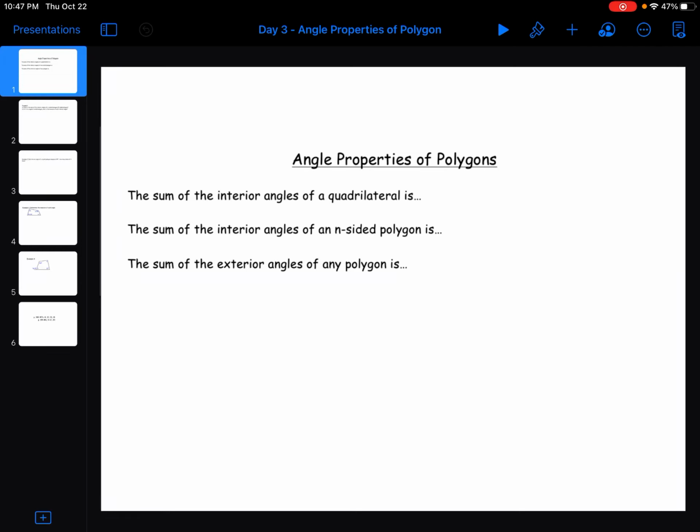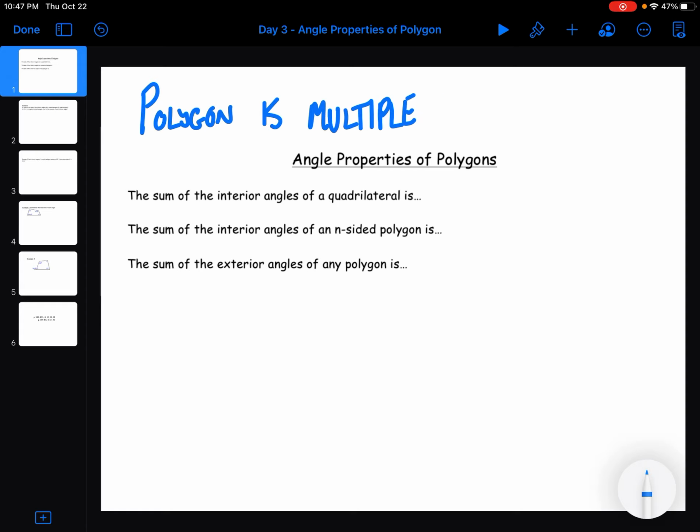Angle properties of polygons are a lot like triangles, but what we're looking at with a polygon is a multiple-sided shape. Okay, so we could have 3 sides, 4 sides, 5 sides. They're all straight sides with angles, and it's closed. Okay, so we have multiple sides. A polygon is multiple sides.